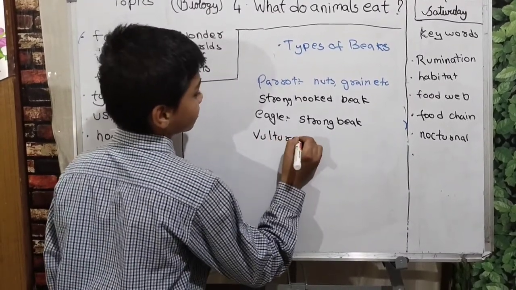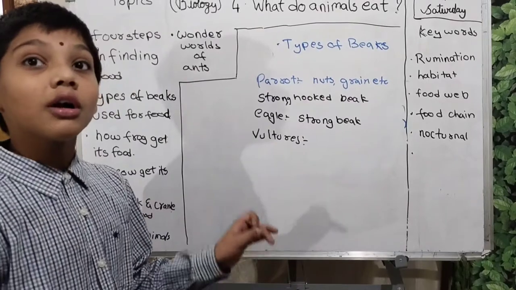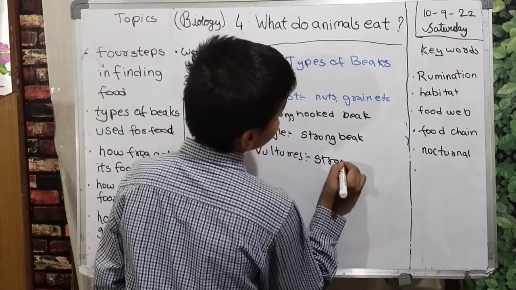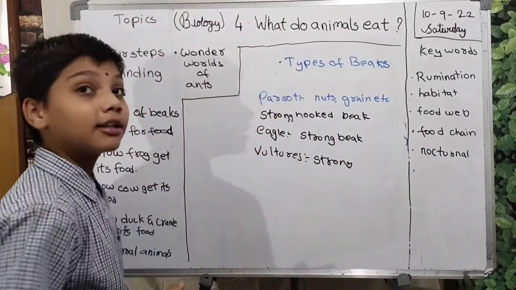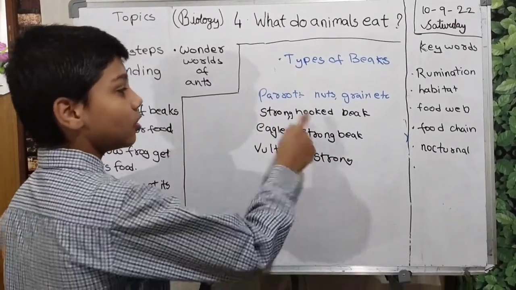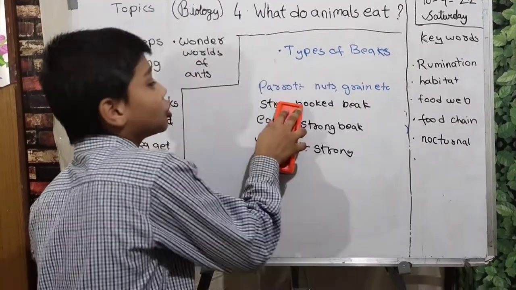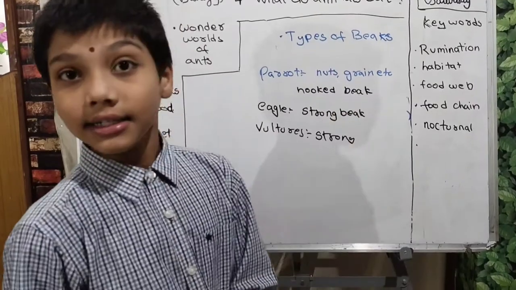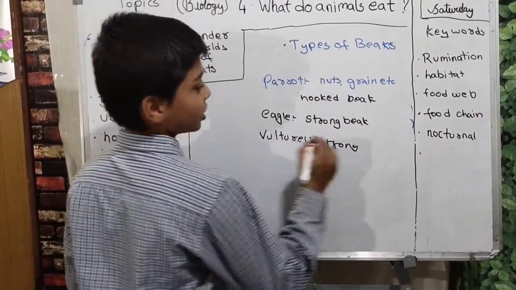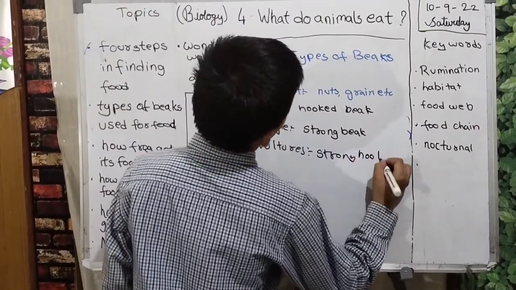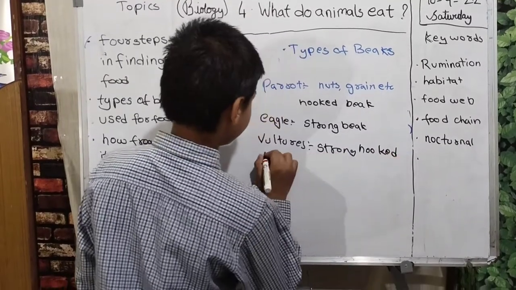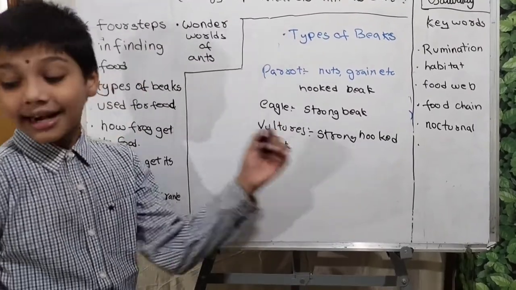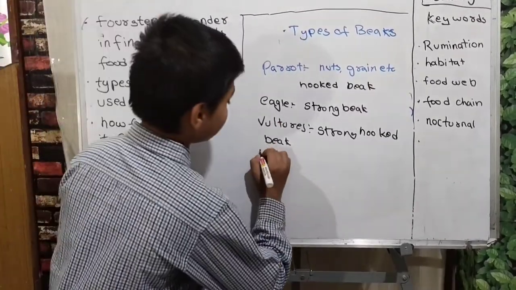Vultures should have a strong and hooked beak. The parrot should have a strong and hooked beak. The main part of the parrot is the hooked beak. If not strong also, the parrot can eat all types of foods, nuts and grains, with a strong hooked beak. So, this, and next is hummingbird.